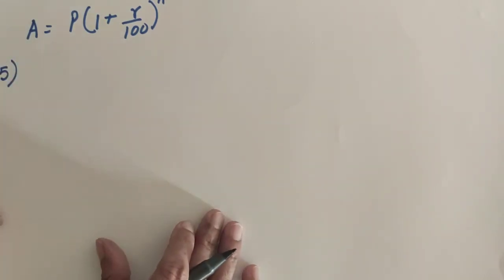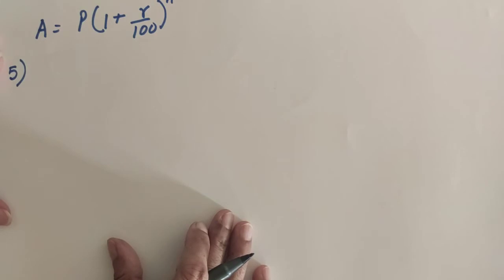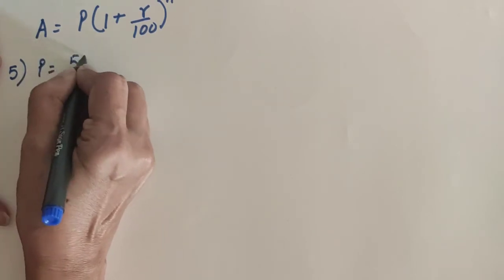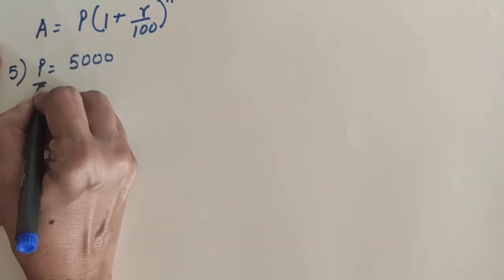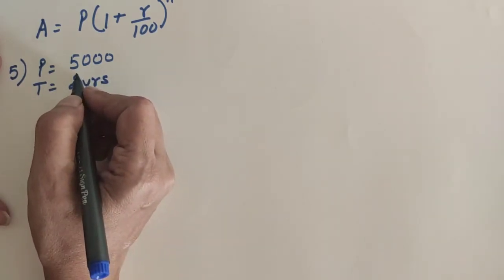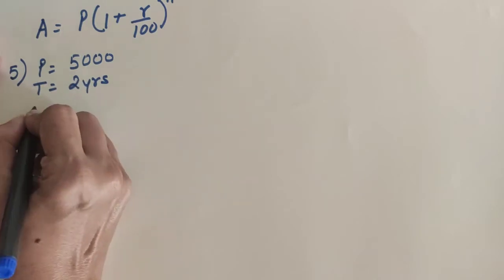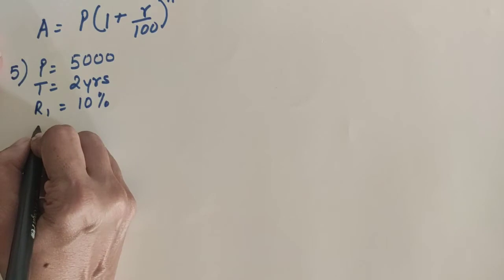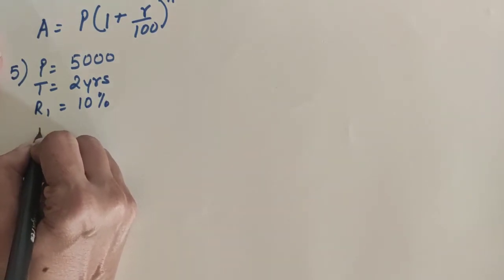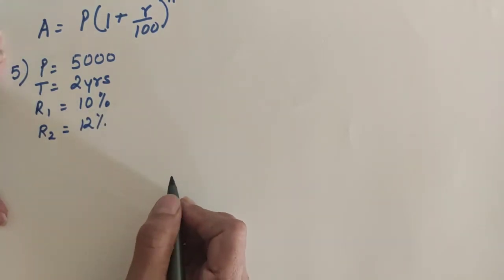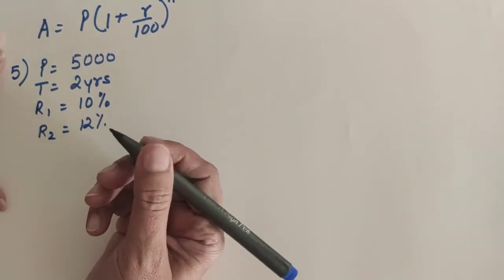Question number 5 says, calculate the compound interest on 5,000 rupees in 2 years. So the principal is 5,000 rupees. Time is 2 years. If the rate of interest for successive years, there are two rates of interest for 2 years, first is 10% and the second is 12% respectively. Now, I will use the formula here to show.